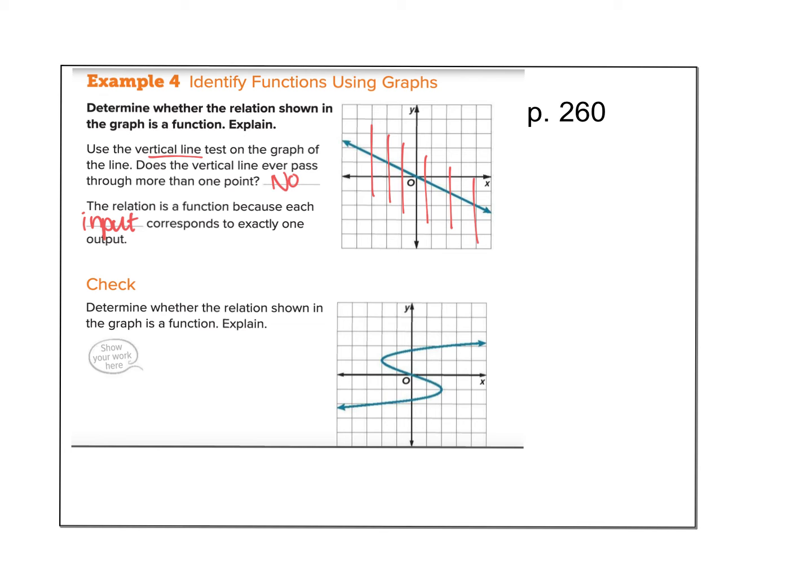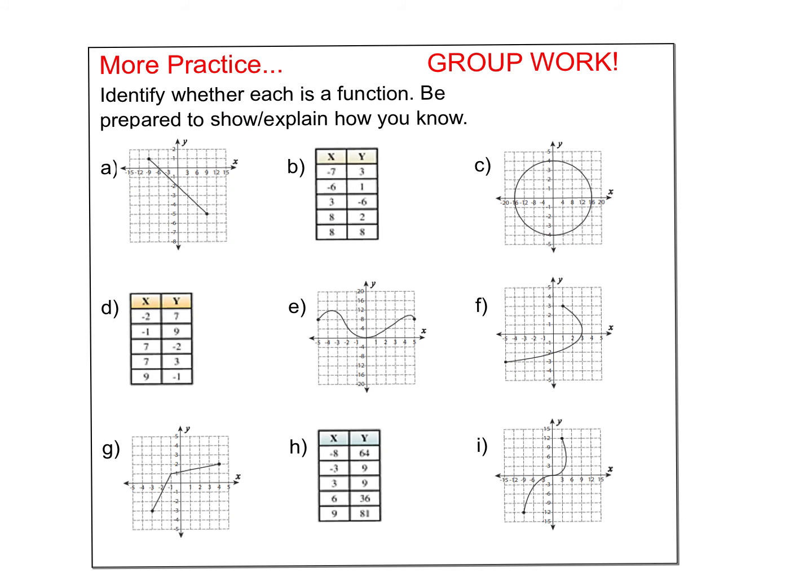If I look at the second one, I want to know if this one's a function. I'll use the vertical line test. Crosses once. Ooh, here it crosses like 3 times. So this one is not a function because the inputs have more than one output.